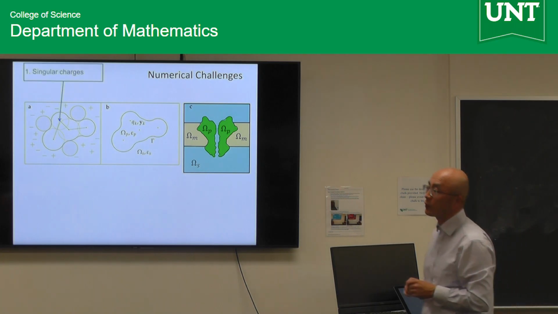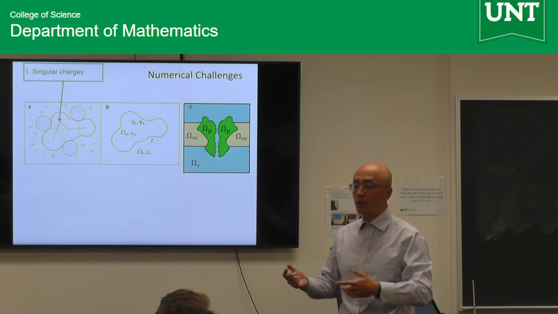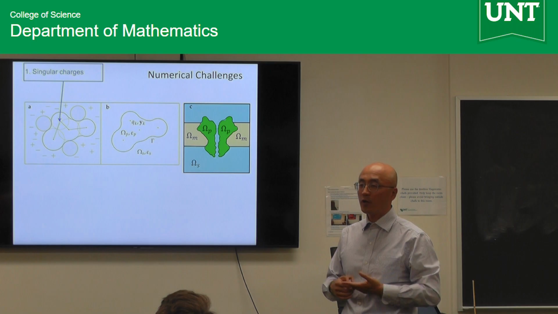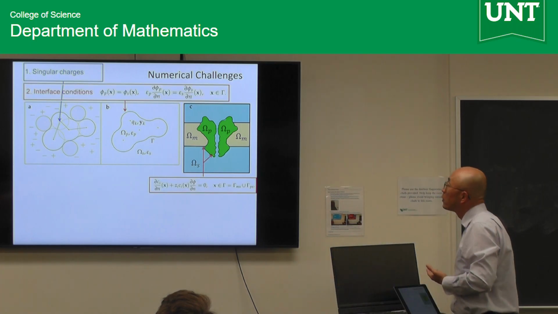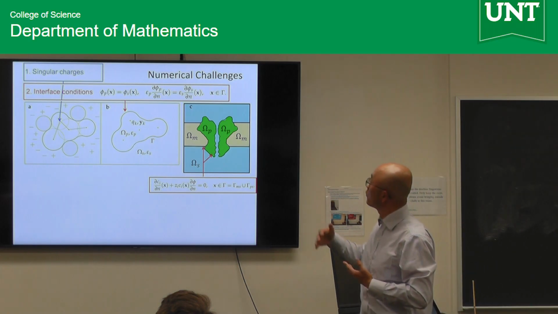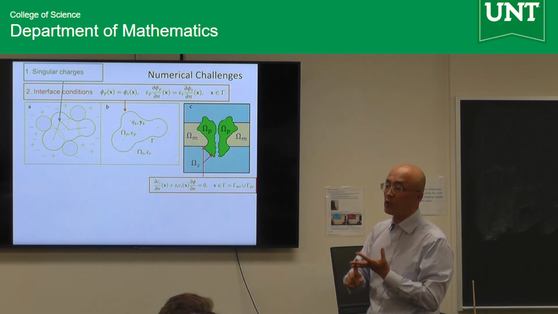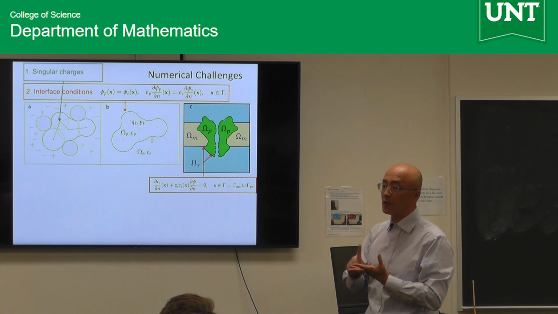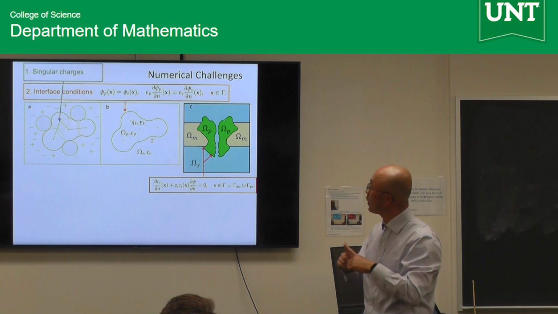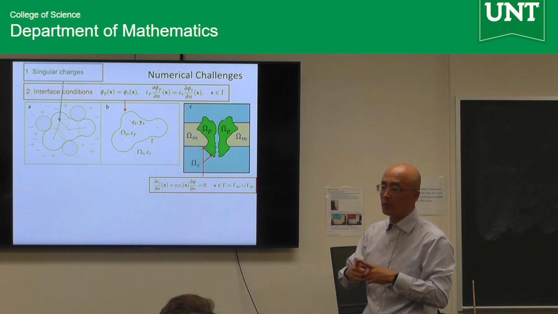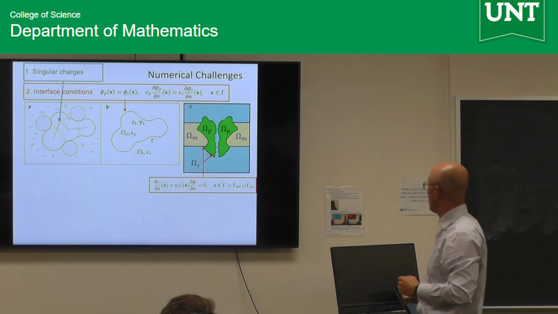Number one is the singular charge. Singular means a delta function. So how do we represent a delta function in our numerical solvers? Number two, as I said, are those interface conditions. You have the continuity of the potential and the continuity of the flux density, which means your potential is not smooth like this. Then how do we use a numerical method that can capture the jump or the non-smoothness?